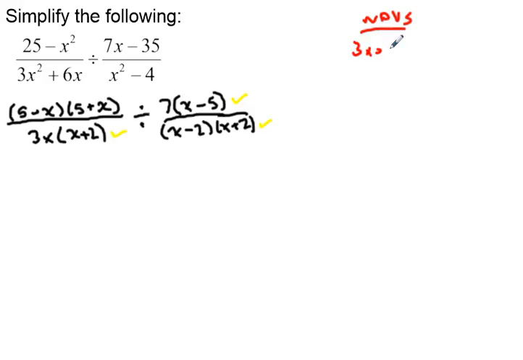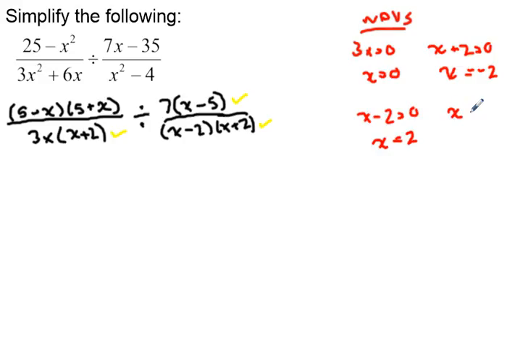Taking 3x and setting that equal to 0, I get my first non-permissible value. Taking x plus 2, setting that equal to 0, I get my second non-permissible value. Taking x minus 2, setting that equal to 0, I get a third non-permissible value. And taking x minus 5, setting that equal to 0, I get a fourth non-permissible value, all of which I'll need to state at the end in order to maintain equality with my original expression.